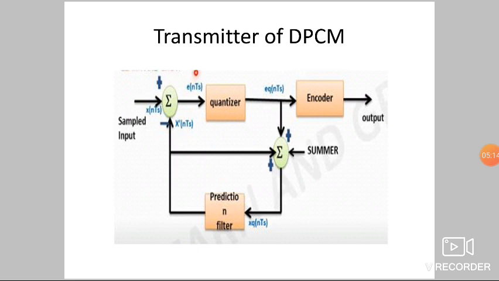This is a figure of DPCM transmitter. The transmitter consists of comparator, quantizer, prediction filter and encoder. The sample signal is denoted by x(nTs), and the predicted signal is indicated by x̂(nTs), and the comparator finds out the difference between the actual sample x(nTs) and the predicted value x̂(nTs). This is called signal error and it's denoted by e(nTs).